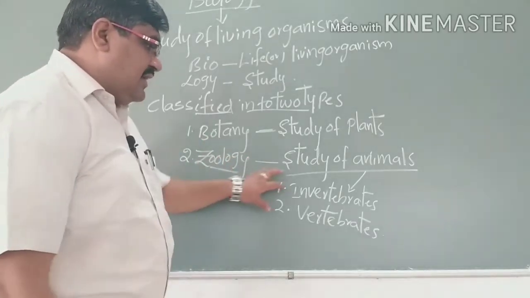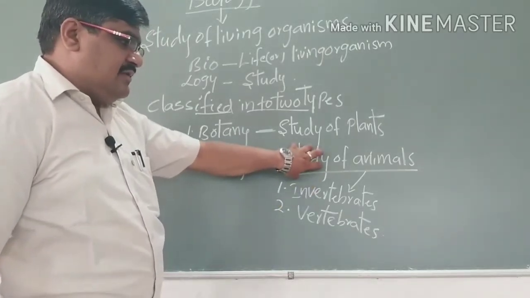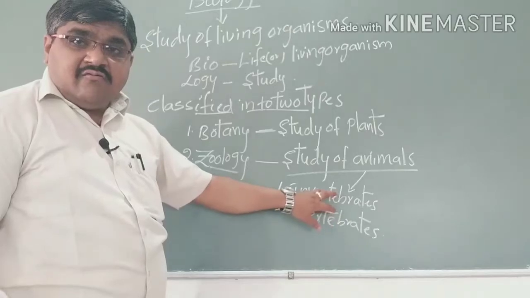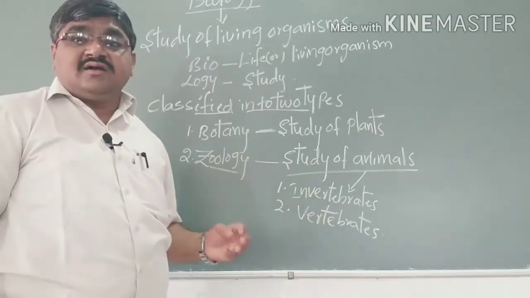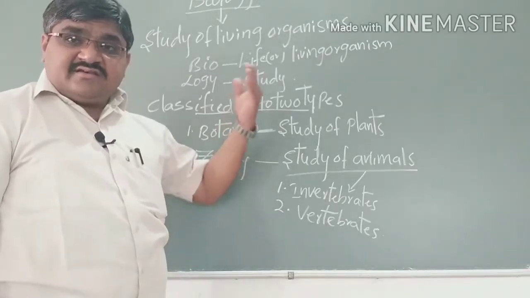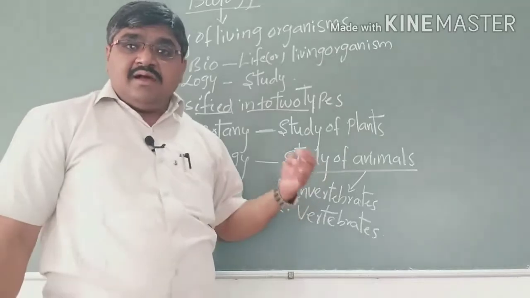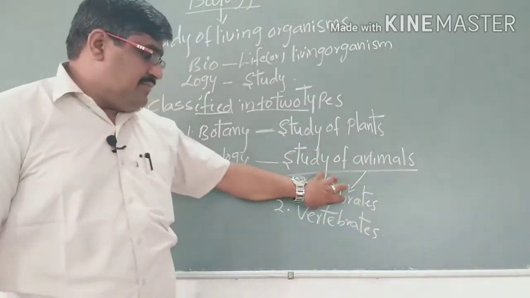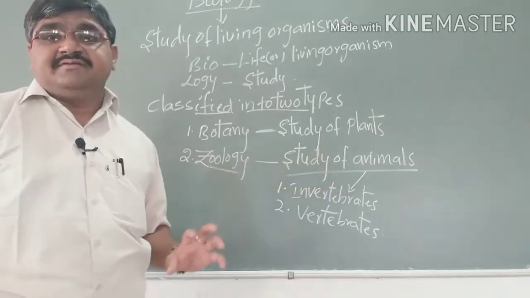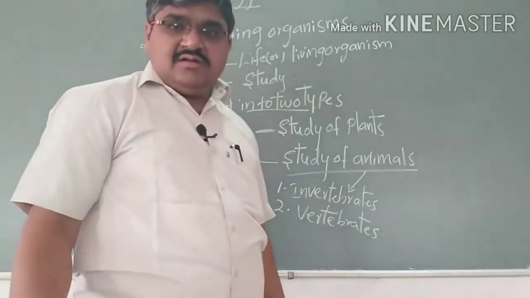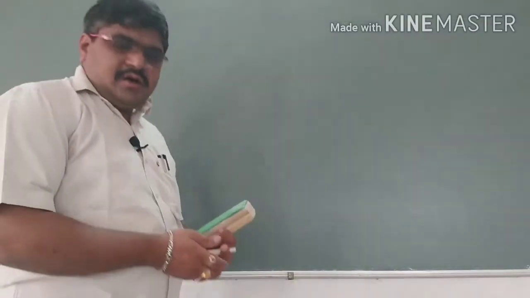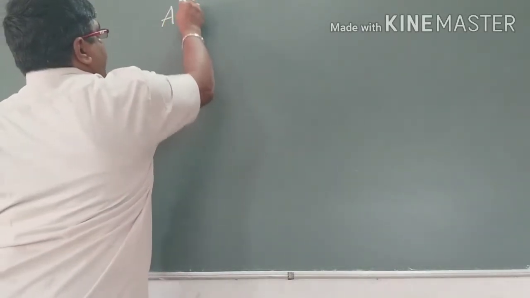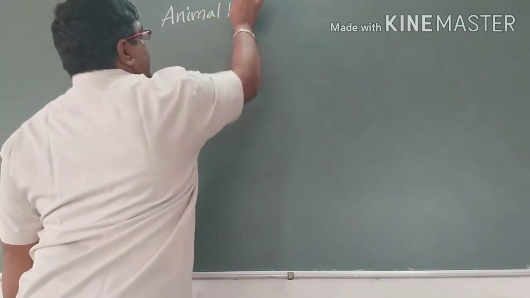Now coming to the animals, the study of animals we can call zoology. Here animals are classified into two types: vertebrates and invertebrates. What are vertebrates and invertebrates? Later we will discuss them in detail in the topic of the animal kingdom, both vertebrates as well as invertebrates. Now coming to the animal kingdom.